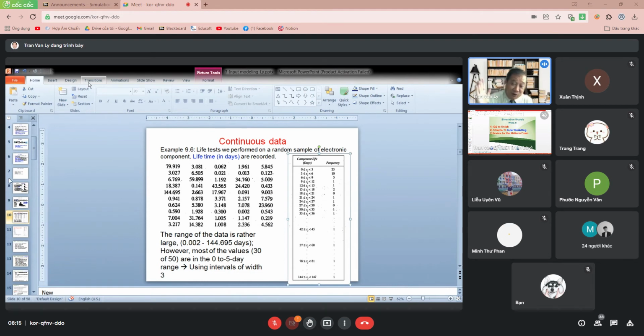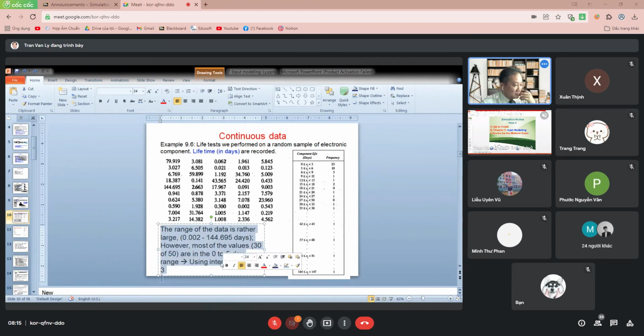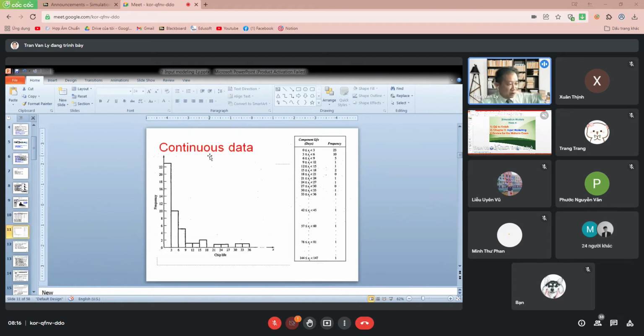Yes, so you apply the distribution for your model, as input of your model, Arena or anything. So let's see. On the screen here, you see the interval width of 3. Now we figure it out like that: the first interval, the second interval, etc. We figure out, oh, it looks like some kind of distribution.